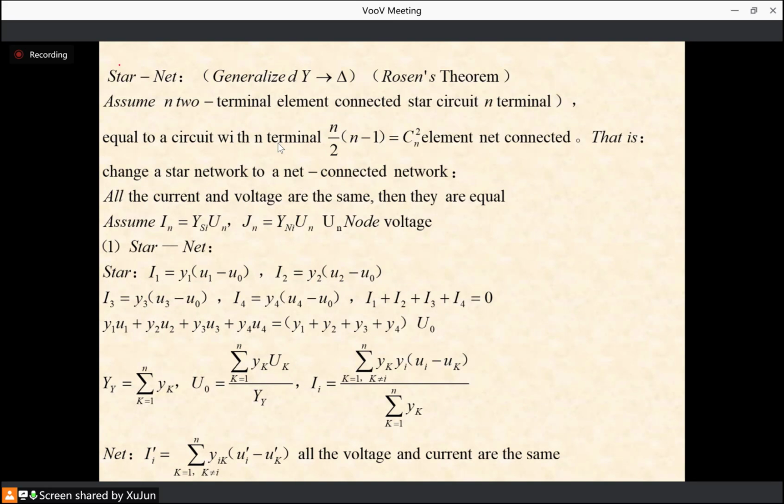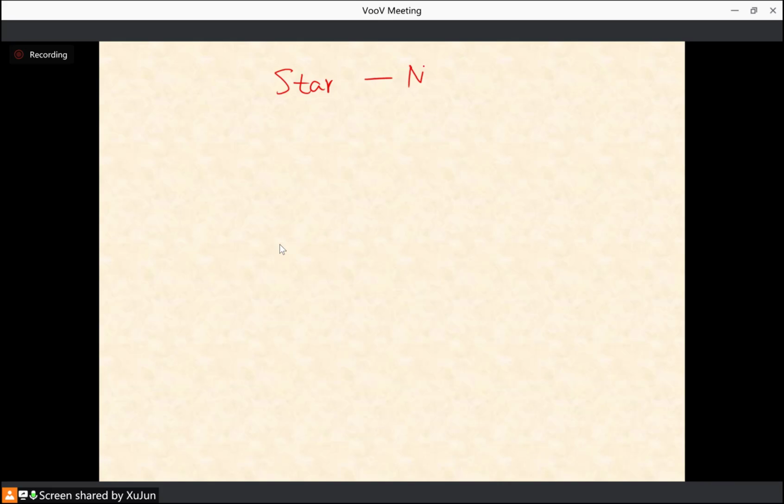Okay, for the star-to-delta network, we should add a page here. This means in the undergraduate course, we have learned the Y to delta connection: this Y connection, and this delta connection.